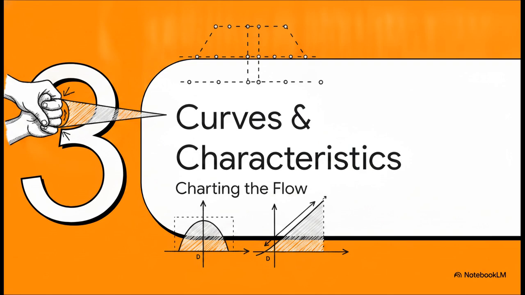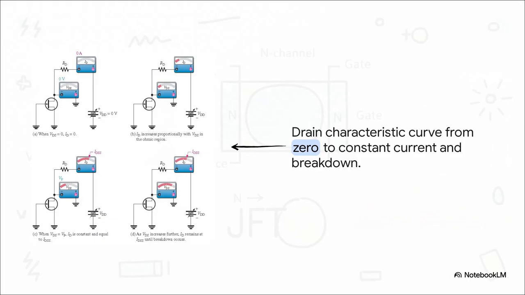All right, section 3, curves and characteristics. Charting the flow. Check out this drain characteristic curve where the gate voltage is locked at exactly 0 volts. Notice how as we increase the drain voltage, the current rises proportionally. It's essentially acting just like a resistor here with this steep slope. But then we hit that magical pinch-off point, VP. From there, the line goes perfectly flat, giving us our constant IDSS current.